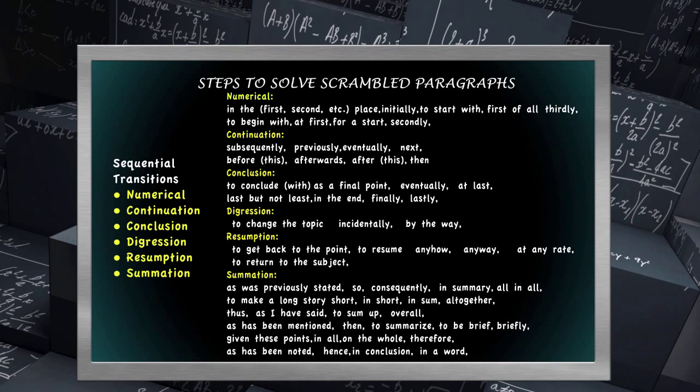And finally, sequential transitions will often appear in chronological paragraphs, as we mentioned, and they'll include words like subsequently, previously, eventually, next, to conclude, at last, as was previously stated, so and consequently.